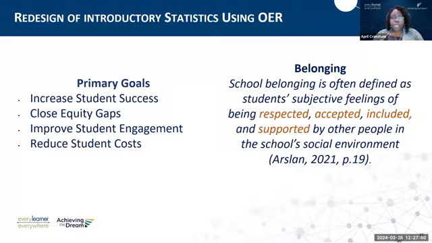We wanted to close equity gaps. Not only are the overall success rates low, but when you disaggregate the data, they're even lower for our historically marginalized groups: our first generation students, our low income students, and our students who come to us testing below college level in mathematics, students who would be placed in remedial courses. We wanted to improve student engagement, and we wanted to reduce student costs. Those were our big goals for the redesign.